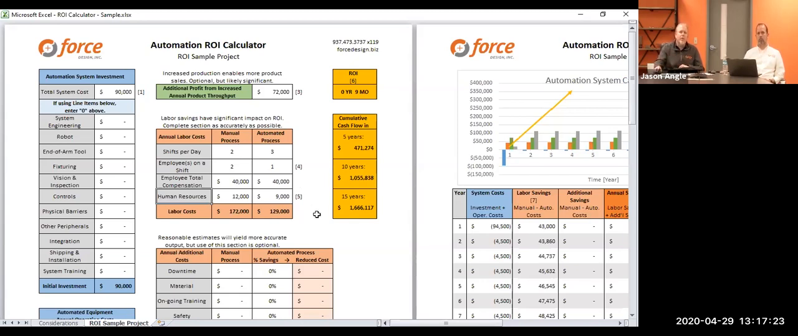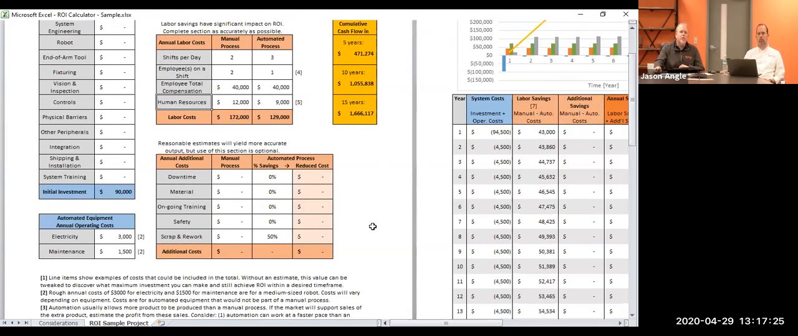The last box down here with the orange labels, this is where we put in any additional known costs. And in our example today, we're not really going to fill in any of these, but what we run into sometimes is scenarios where in a manual process, they are tracking things well enough to realize they have a cost to scrap, but they have a cost to safety.